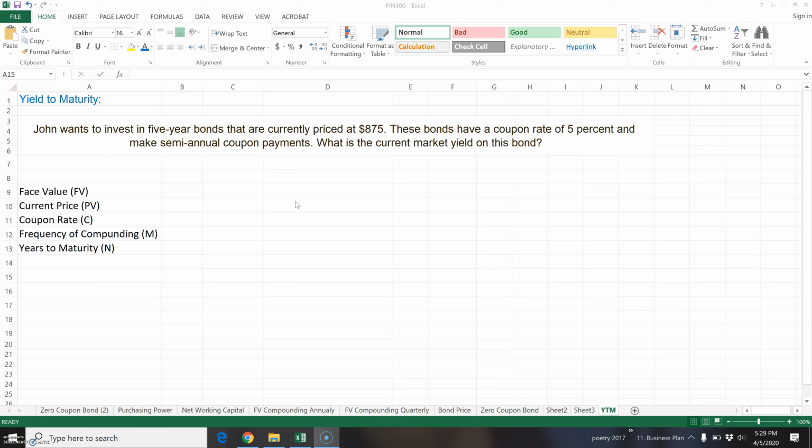Yield to maturity for a bond is the discount rate that makes the present value of the coupon and principal payments equal to the price of the bond. We can also say it as the required rate of return or the discount rate. Basically, it is the market interest rate, which is simply called the yield.